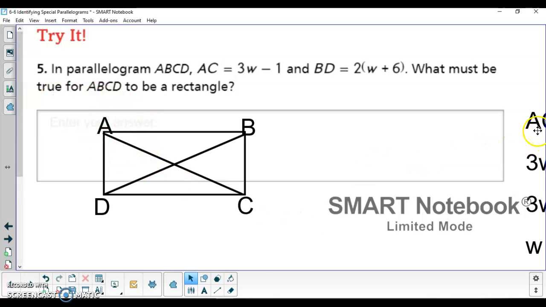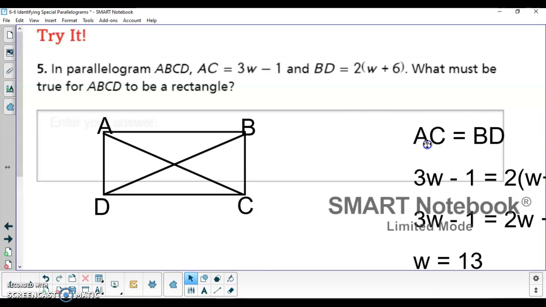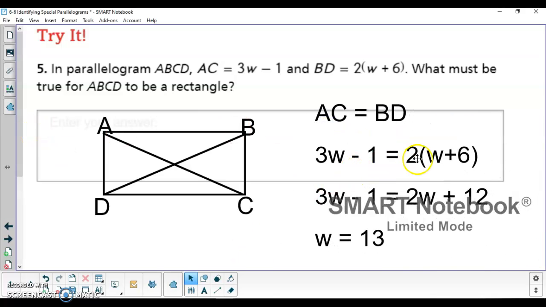Well, the diagonals must be equal. So we set the diagonals equal to each other. Distribute here to get 2w plus 12. If you solve the equation, you'll get w equals 13. So w must be 13 for this to be a rectangle.